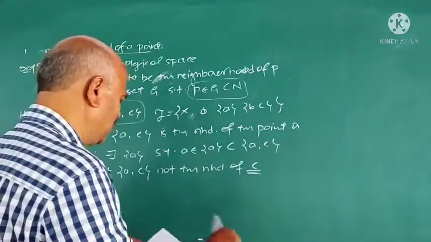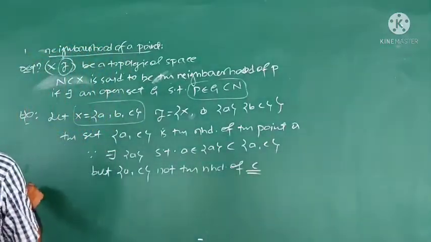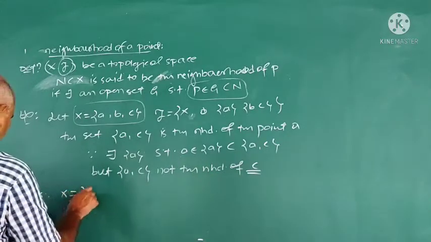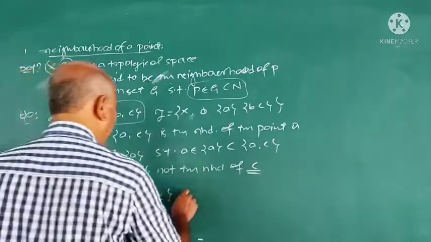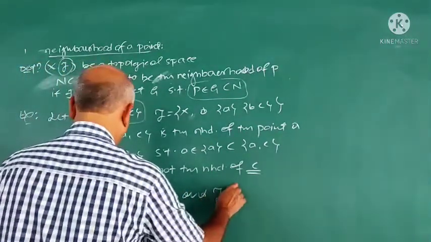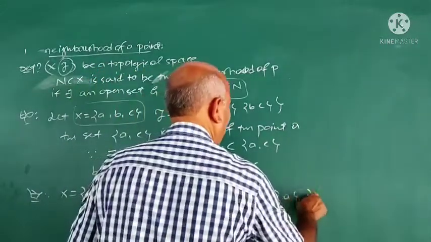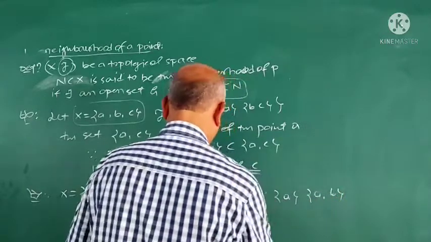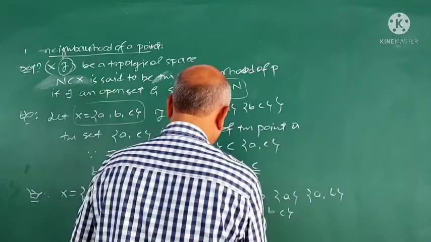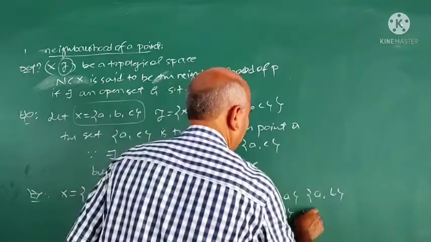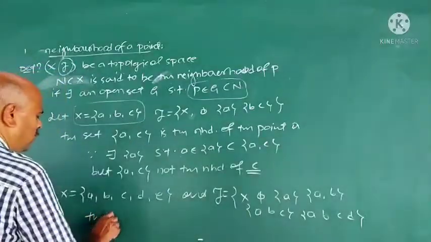See the results on this. I take one more example here. Second example. Capital X is equal to {A, B, C, D, E} and tau is equal to {X, phi, {A}, {A, B}, {A, B, C} and {A, B, C, D}}. Then tau is a topology on X.